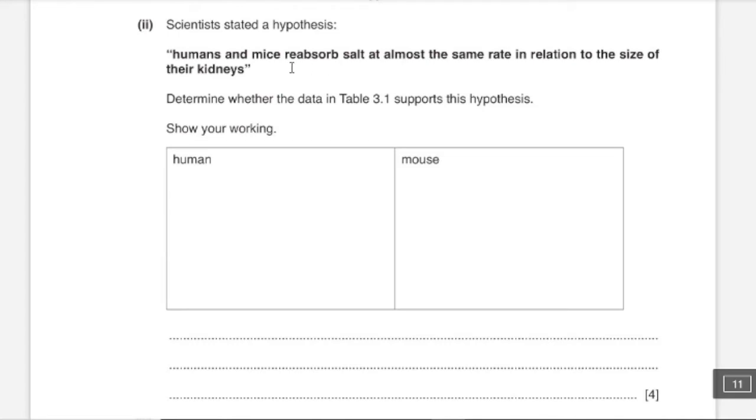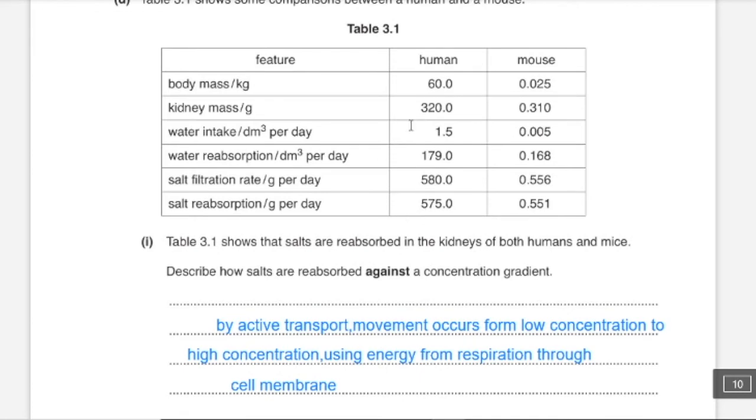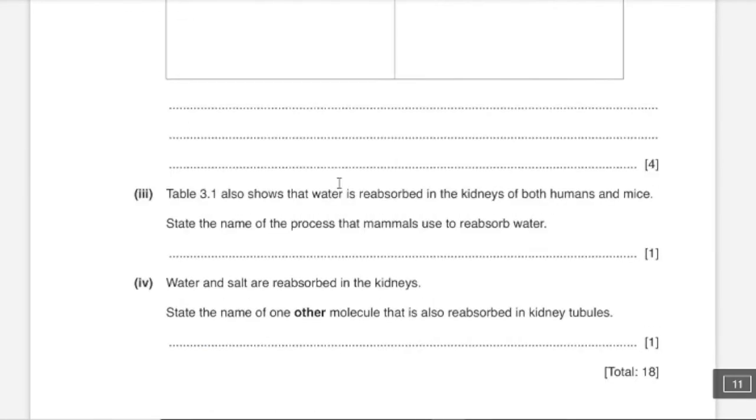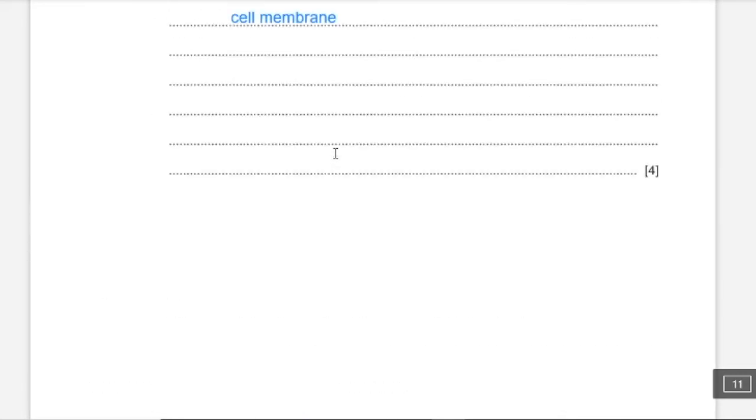So the rate, we're going to have to be dividing the amount of salt reabsorbed with the size, since the rate is in relation to the size. So reabsorbed salt divided by size of the kidney. Okay, so for humans the calculation is going to be 575 grams divided by the kidney mass, which is 320. So we have 575 divided by 320, and this gives us the answer of 1.797.